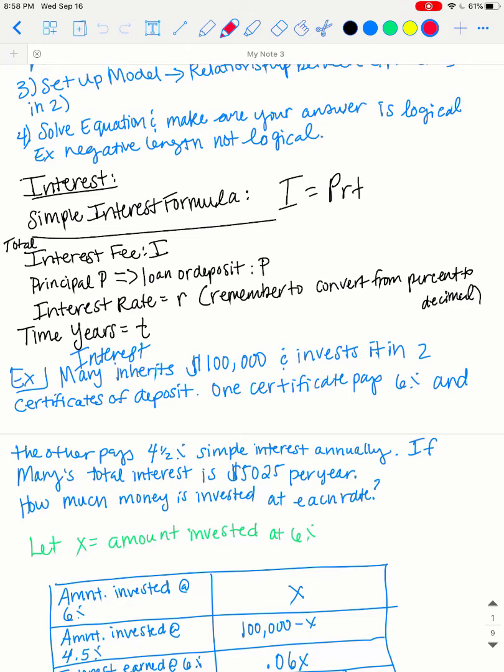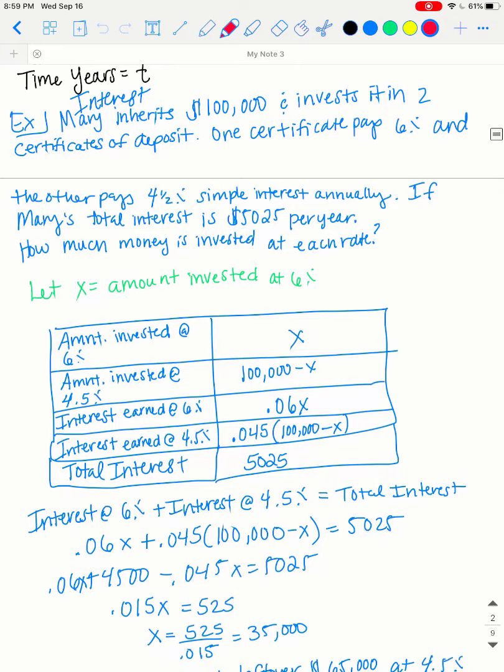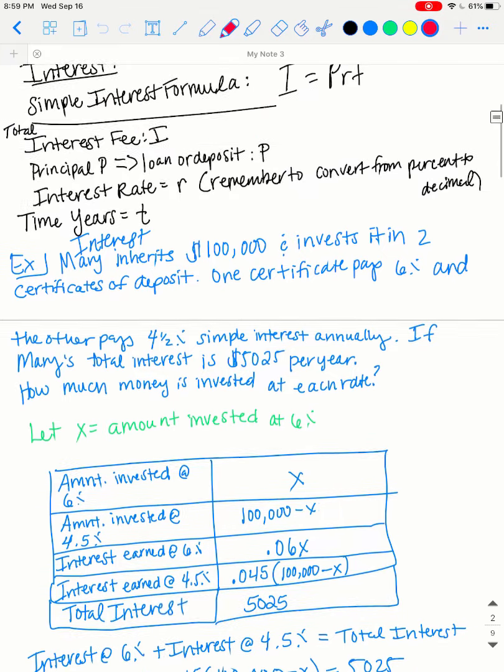So our example is: Mary inherits $100,000 and invests it in 2 certificates of deposit. One certificate pays 6% and the other pays 4.5% simple interest annually. If Mary's total interest is $5,025 per year, how much money is invested at each rate?